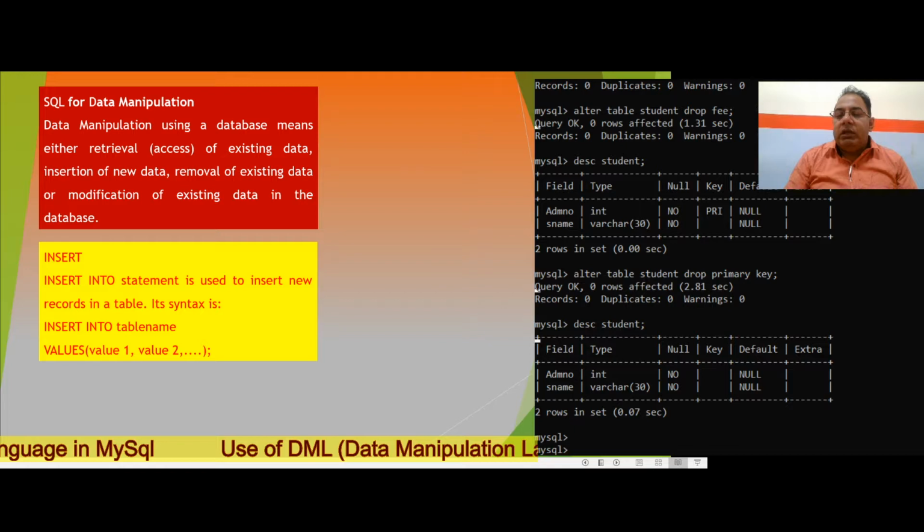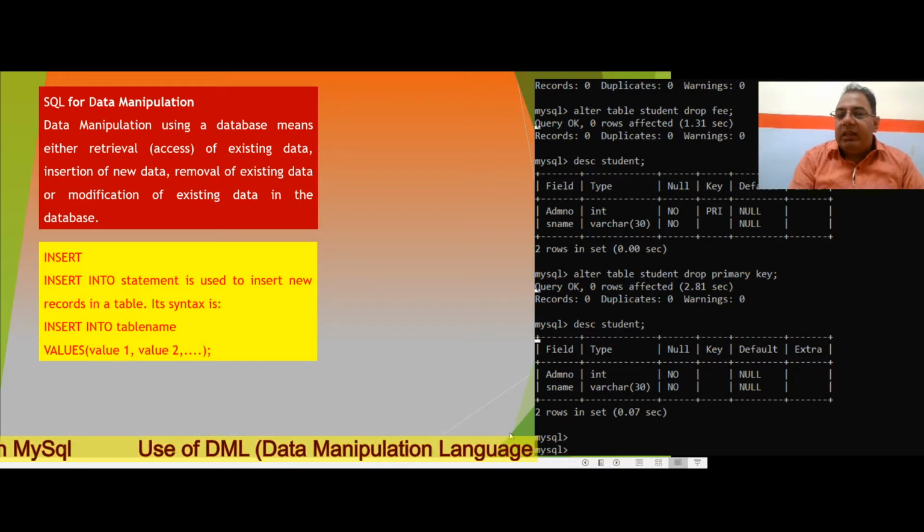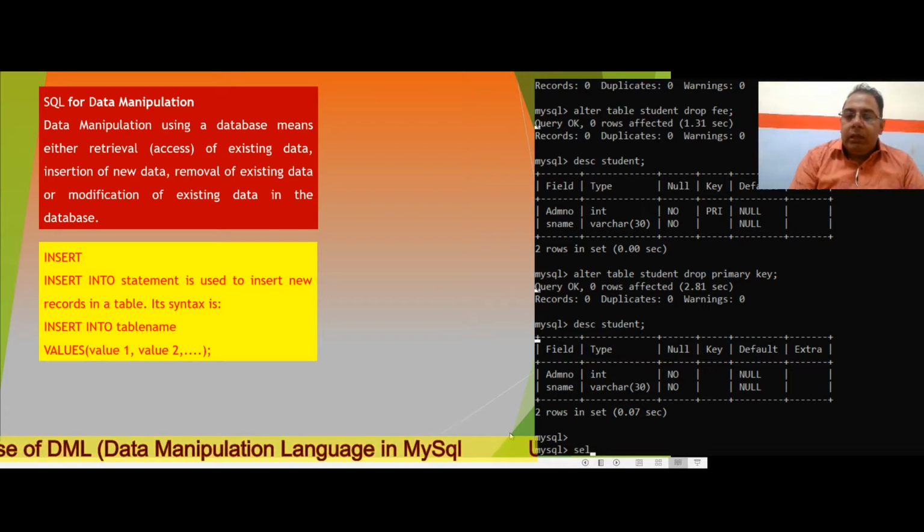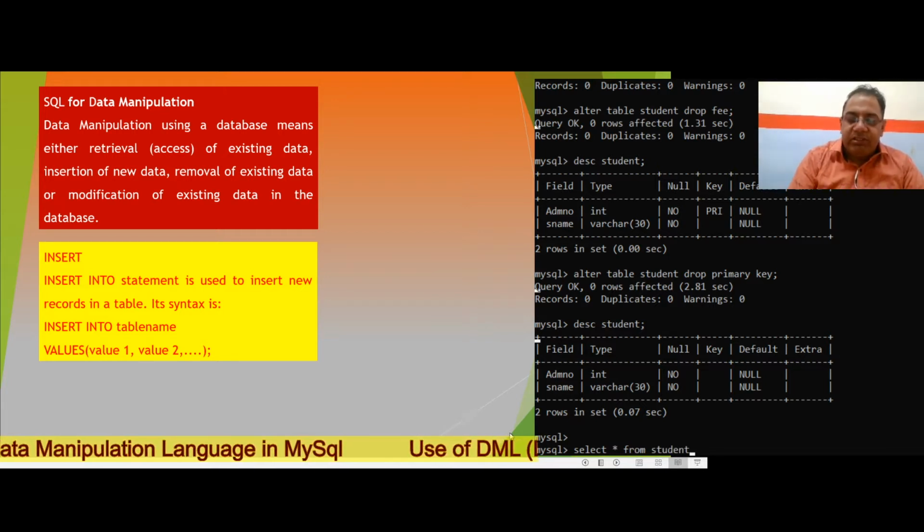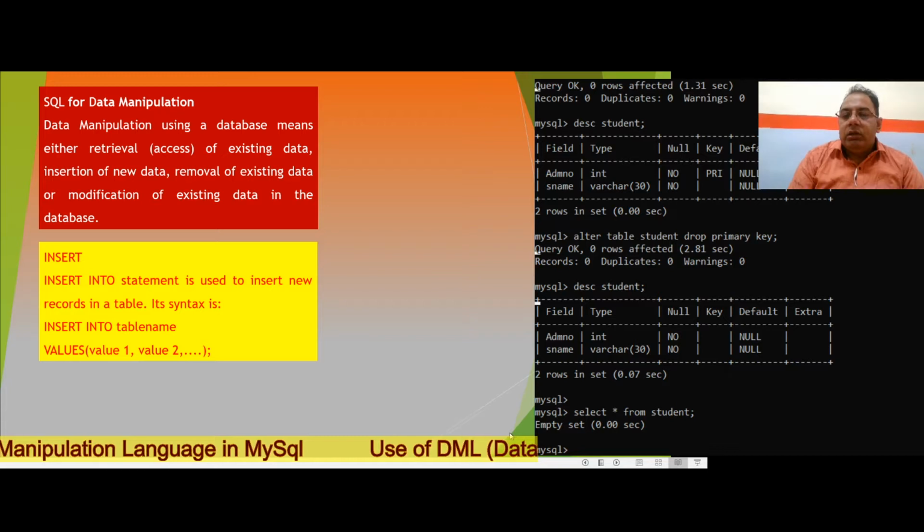Suppose here I want to insert a new record in my table. Now my table student is blank. There is no record in the table. I want to show this by using a command, which we will discuss later on. Now it is showing an empty set, meaning there is no record in the table student.